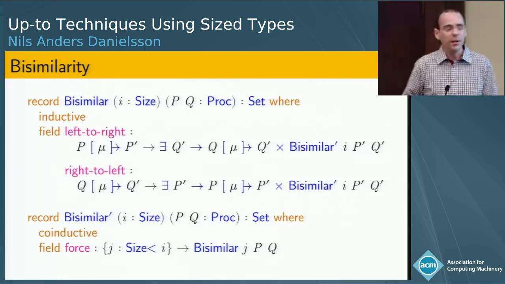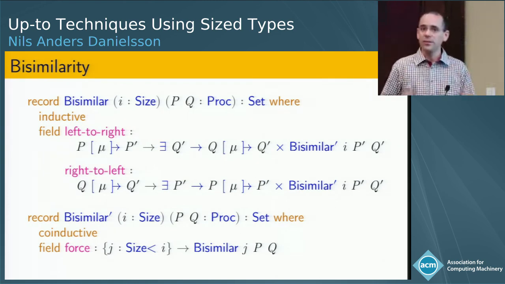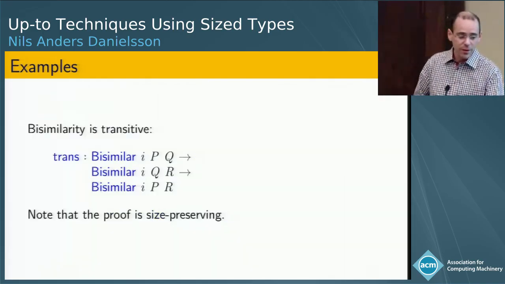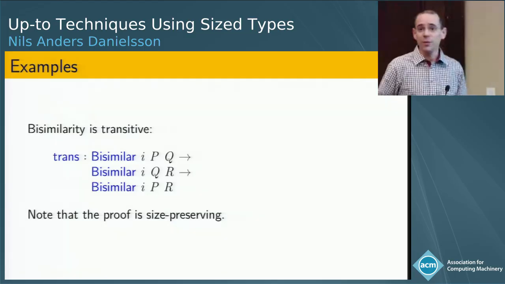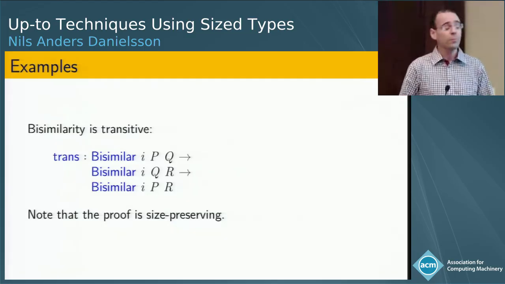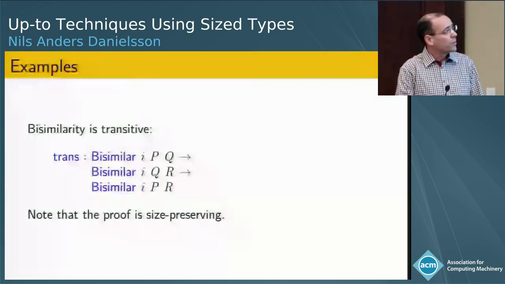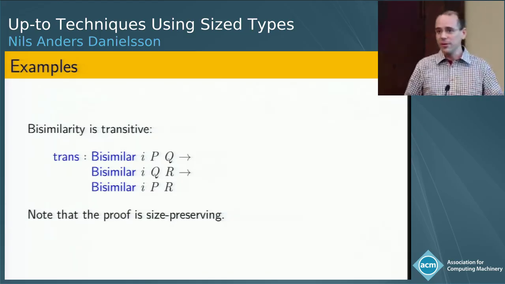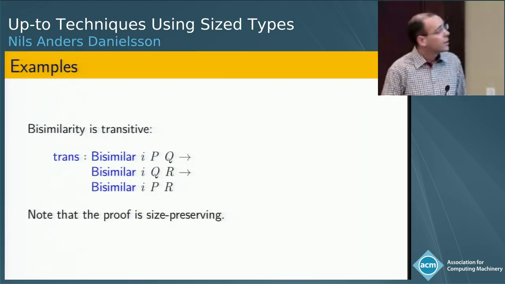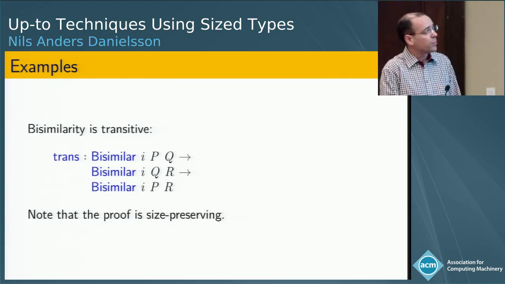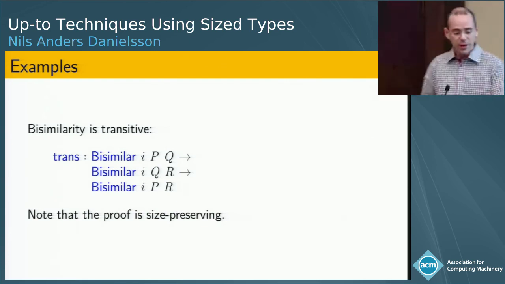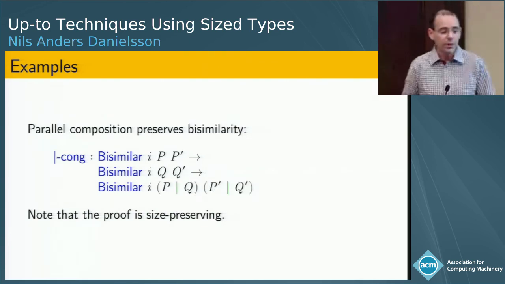Now, if you take this thing and instantiate the size here to be infinity, then it's easy to prove that this is logically equivalent to the standard definition using bisimulations. So what can we do with these definitions now? Well, we can prove that bisimilarity is transitive, for instance. That's the property that should hold. So if P and Q are bisimilar and Q and R are bisimilar, then P and R are bisimilar. And moreover, this obvious proof that you write down turns out to be size preserving. So if this bisimilarity proof has size I and this one has size I, then we get a proof which has size I.